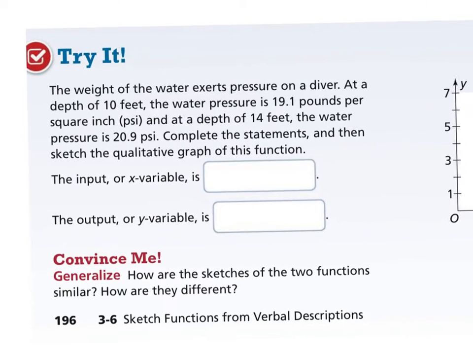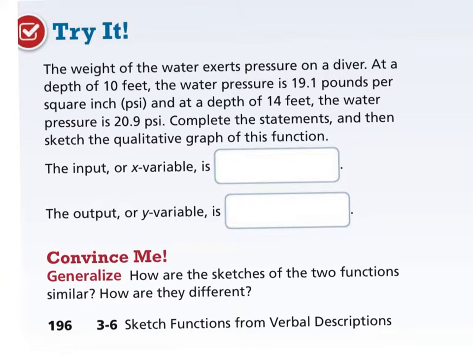So to try it, the weight of the water exerts pressure on the diver. At a depth of 10 feet, water pressure is 19.1 pounds per square inch, or PSI. At a depth of 14 feet, water pressure is 20.9 PSI. Complete the statements and then sketch the qualitative graph of this function. A qualitative graph, maybe we talked about it before, is where we're looking at, in general, what's happening. We're not necessarily using numbers here.